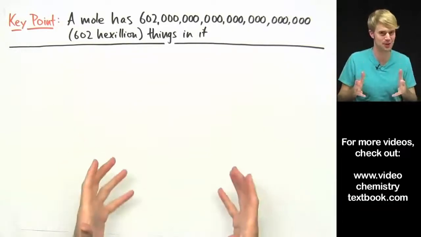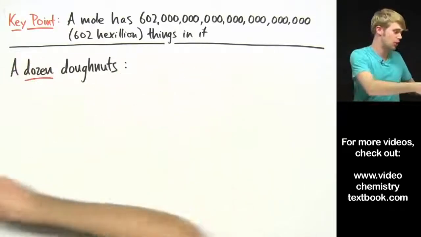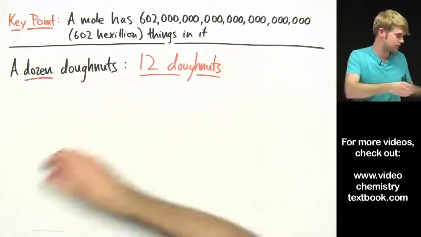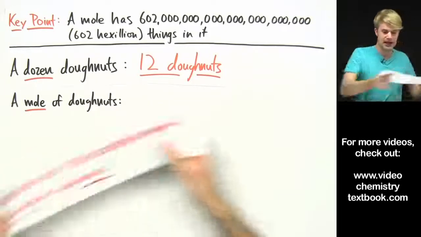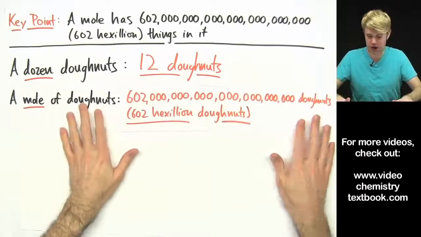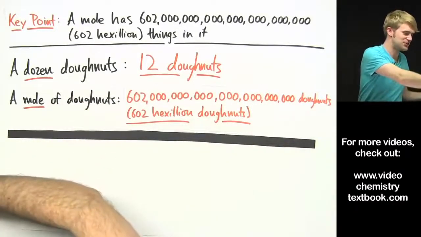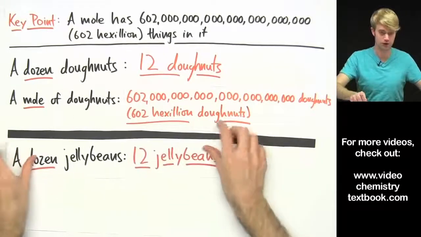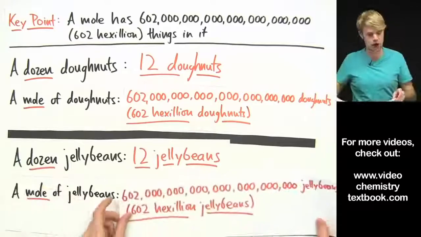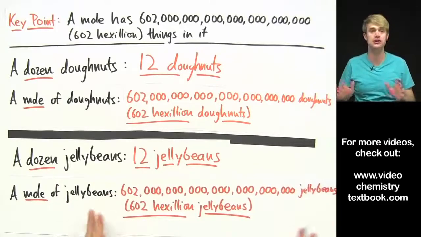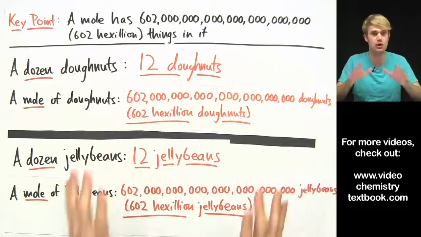So there are 602 hexillion things in a mole. And just like a dozen, we can have a mole of anything, right? So we could have a dozen donuts, which would be 12 donuts. Or we could have a mole of donuts, which would be 602 hexillion donuts. Or hey, we could have jelly beans. A dozen jelly beans would be 12 jelly beans, and a mole of jelly beans would be 602 hexillion jelly beans.